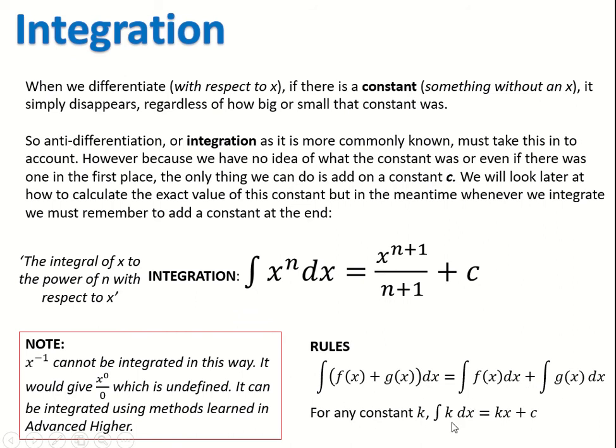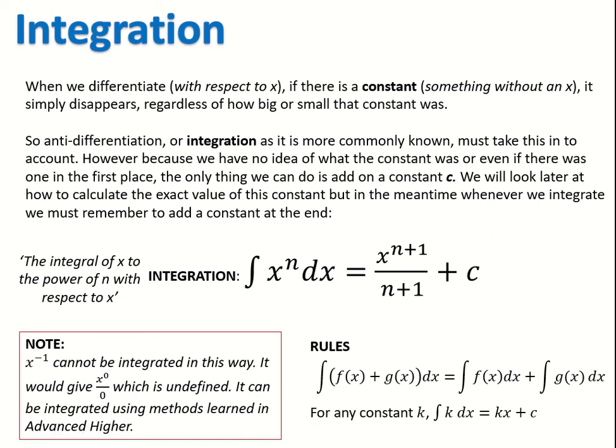Likewise, when we differentiated something in terms of x that was just a singular index, so 3x, all that happened was the x disappeared and we were just left with 3. So the reverse of that is if we integrate something that's just a constant, in other words, if we integrate 3, we basically multiply it by x. And if you think about that, that again makes sense.